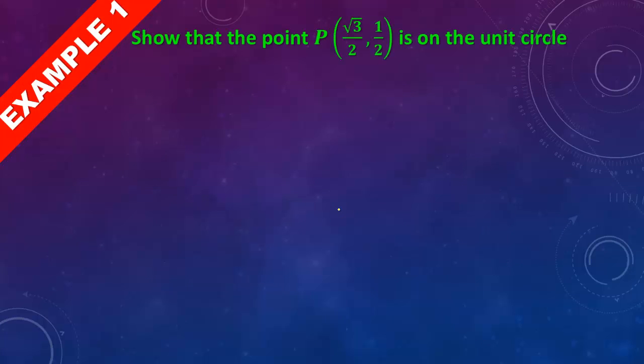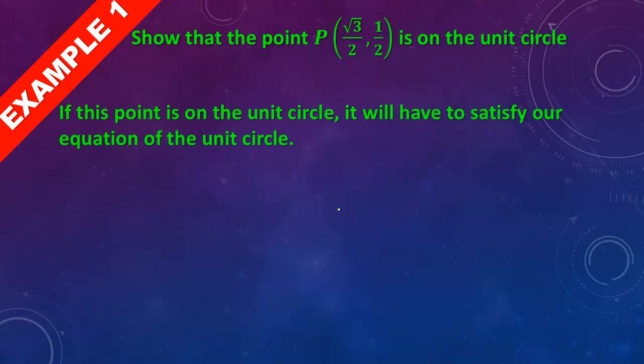Okay, let's take a look at the first example. We need to show that point P, which is at (root 3 over 2, 1/2), is on the unit circle. This point is on the unit circle. It will have to satisfy our equation of the unit circle, which is, of course, right there, x squared plus y squared equals 1. So what you're going to do is you're going to take your points, plug them in for x and y. Pretty simple.